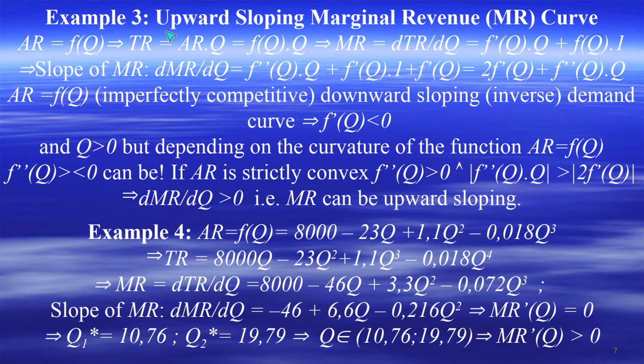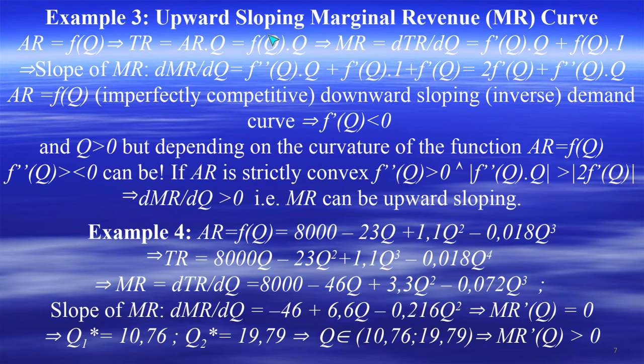So the total revenue is the average revenue times quantity, or price times quantity, if you wish. And the average revenue is a function of Q, f of Q, times Q gives us the total revenue. But what is the marginal revenue? It is the first derivative of the total revenue with respect to Q, with respect to the quantity.